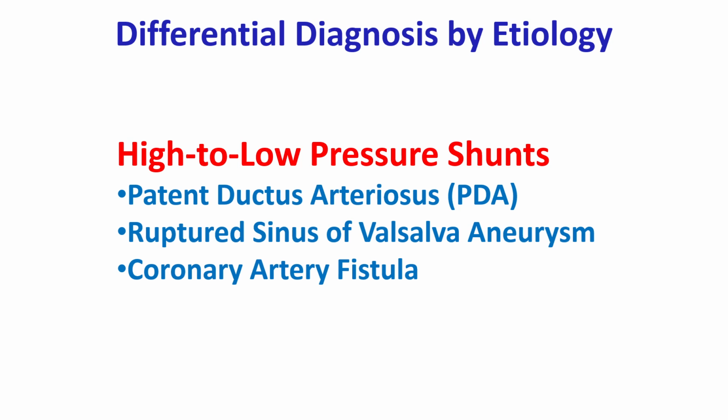Patent ductus arteriosus, the most classic cause. It produces a machinery-like murmur loudest at the left infraclavicular area or second left intercostal space. The systolic component peaks at S2 and continues into diastole. The murmur is also known as Gibson's murmur and train in tunnel murmur.